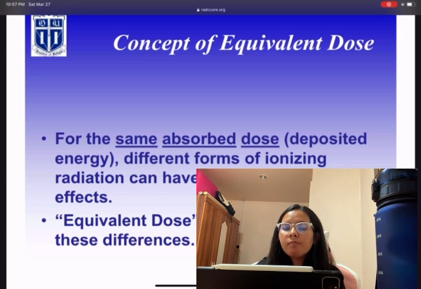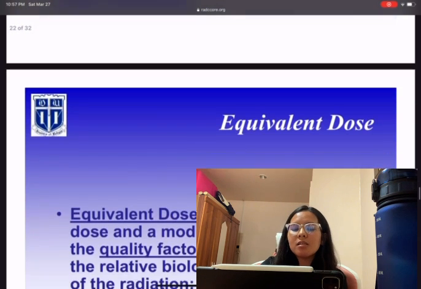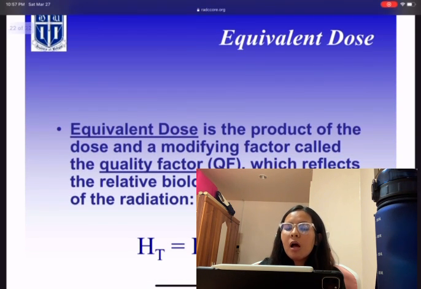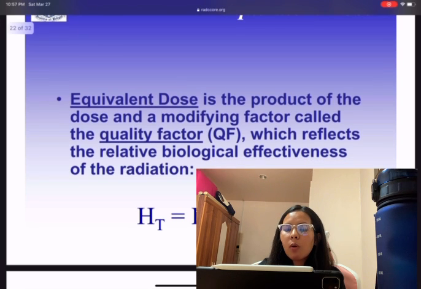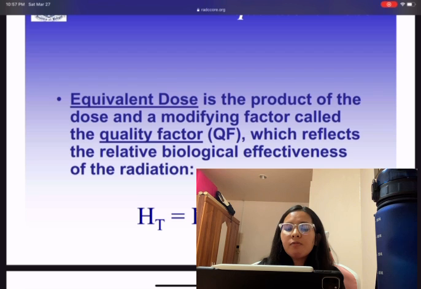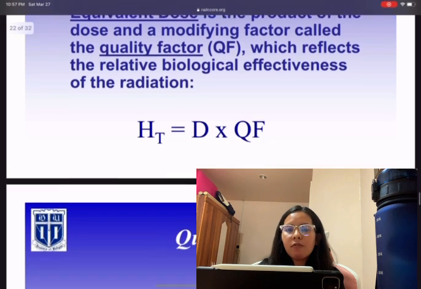For the same absorbed dose, different forms of ionizing radiation can have different biological effects. Equivalent dose attempts to normalize these differences. Equivalent dose is the product of dose and a modifying factor called the quality factor, which reflects the relative biological effectiveness of radiation, as you can see in the formula.